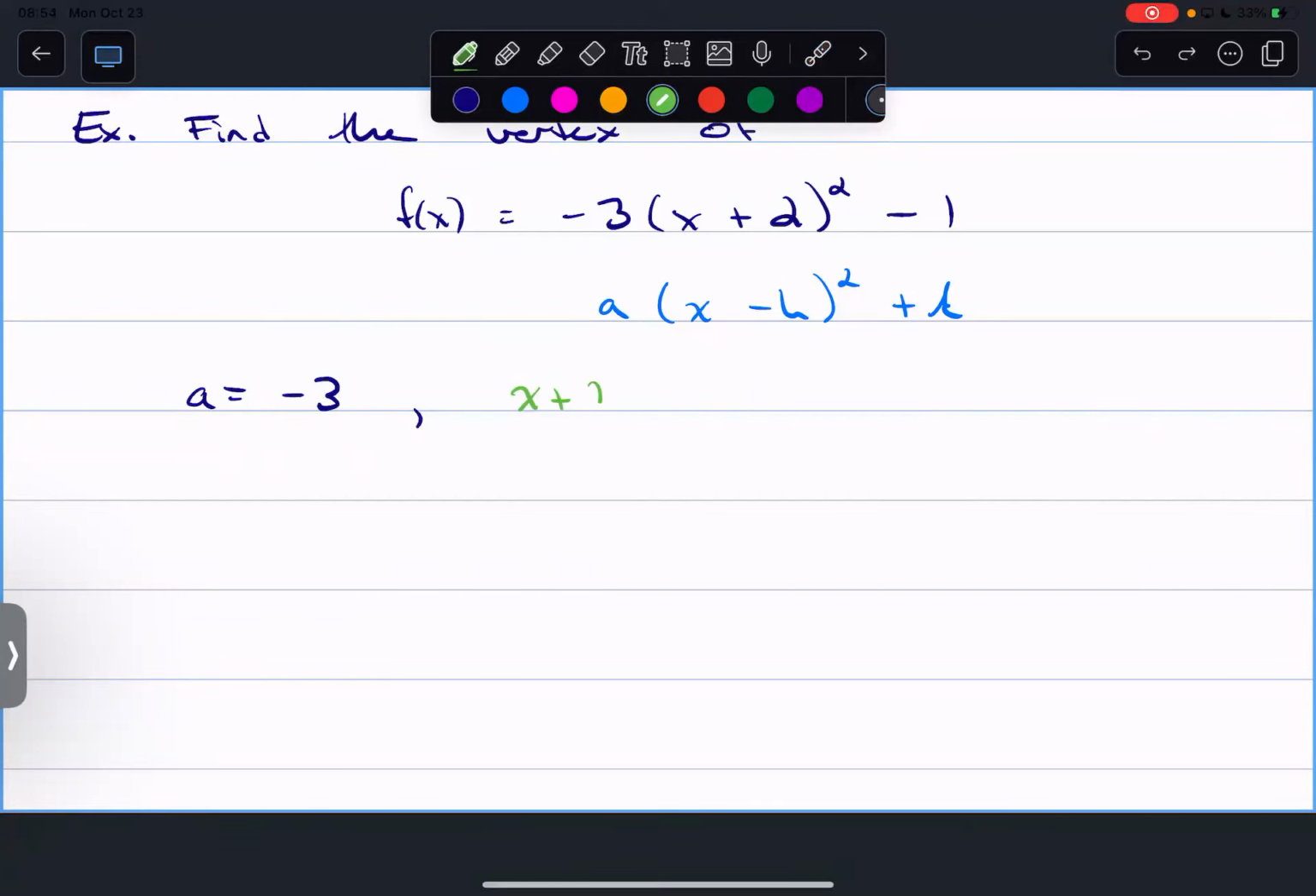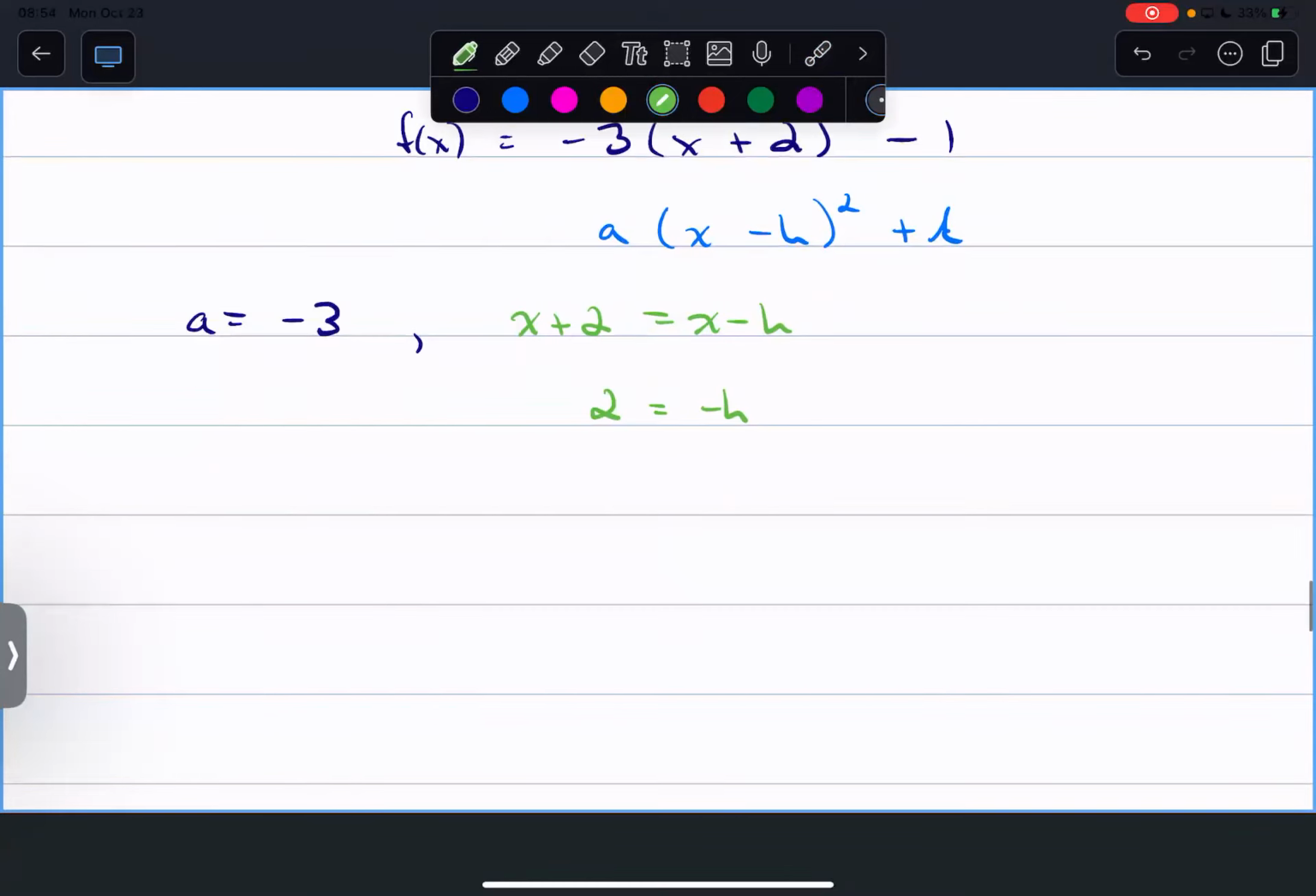x plus 2 is equal to x minus h. I can subtract x from both sides to get rid of the x's. And so then 2 is equal to -h. But I want to solve for h, not -h. So therefore, h is -2.